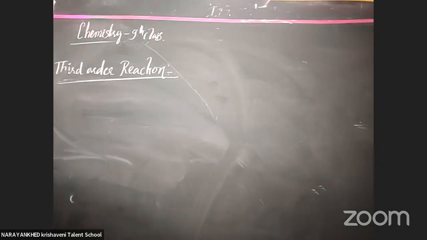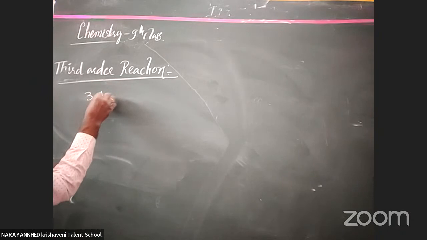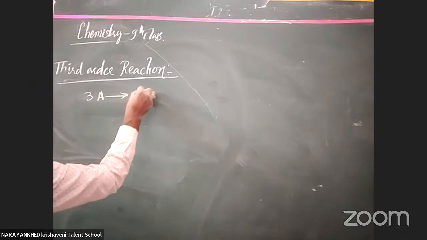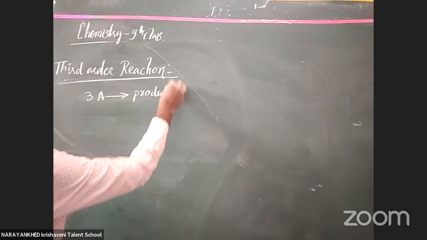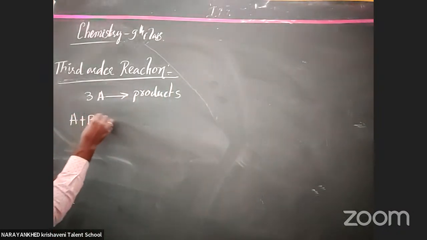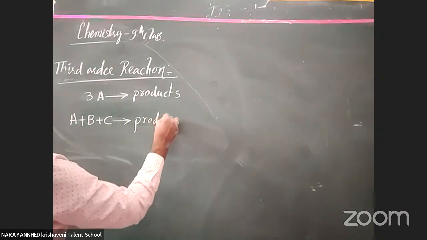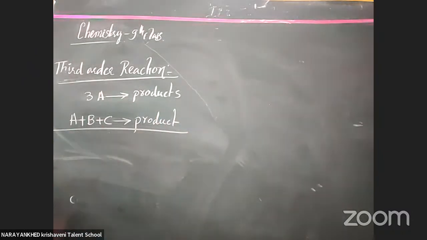So all the students, what is the third order reaction? When there are three terms inside the rate expression, that is called the third order reaction. We consider two ways. A single reactant involved three times is also third order. Or different reactants where the number becomes three terms, that is also a third order reaction.